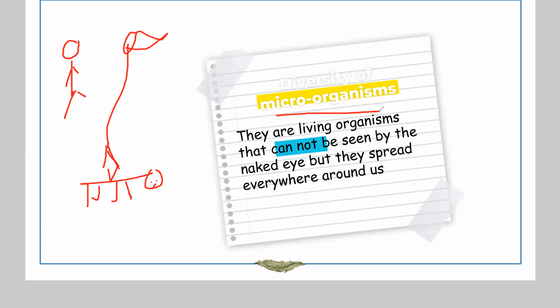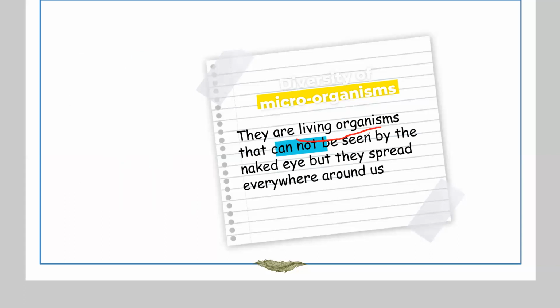What is meant by a microorganism? Microorganisms are living organisms. They can't be seen. You will think about this: can I see the microorganism with my eyes? No, I can't. How can we observe them? We can observe them by using the microscope.